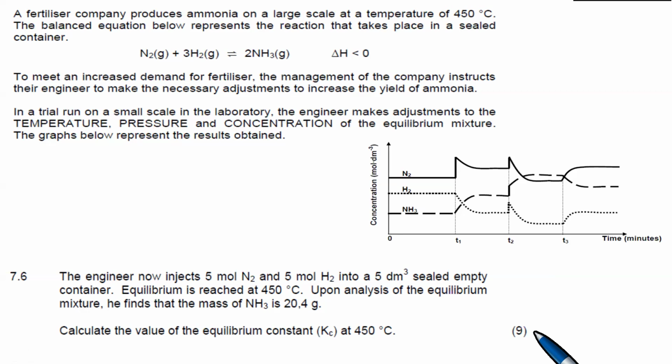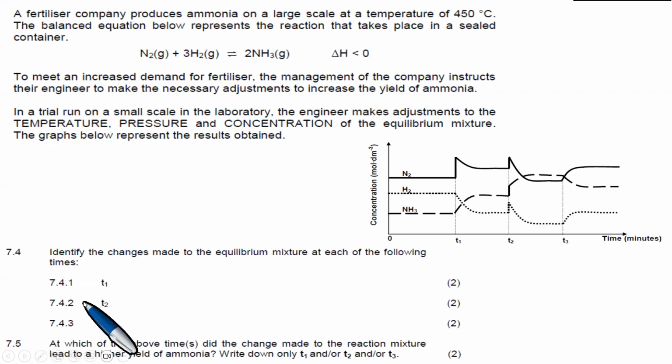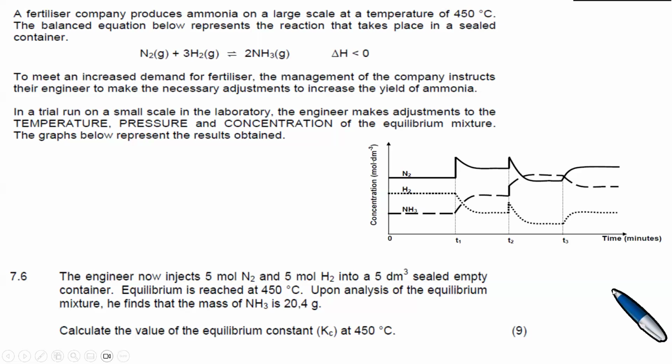This fertilizer company uses something we call the Haber process. What is the Haber process? The Haber process is the industrial preparation of ammonia. So this is it. 7.6, that is your homework. You're going to do 7.5.1, 7.5.2, 7.5.3, 7.5, and then 7.6.